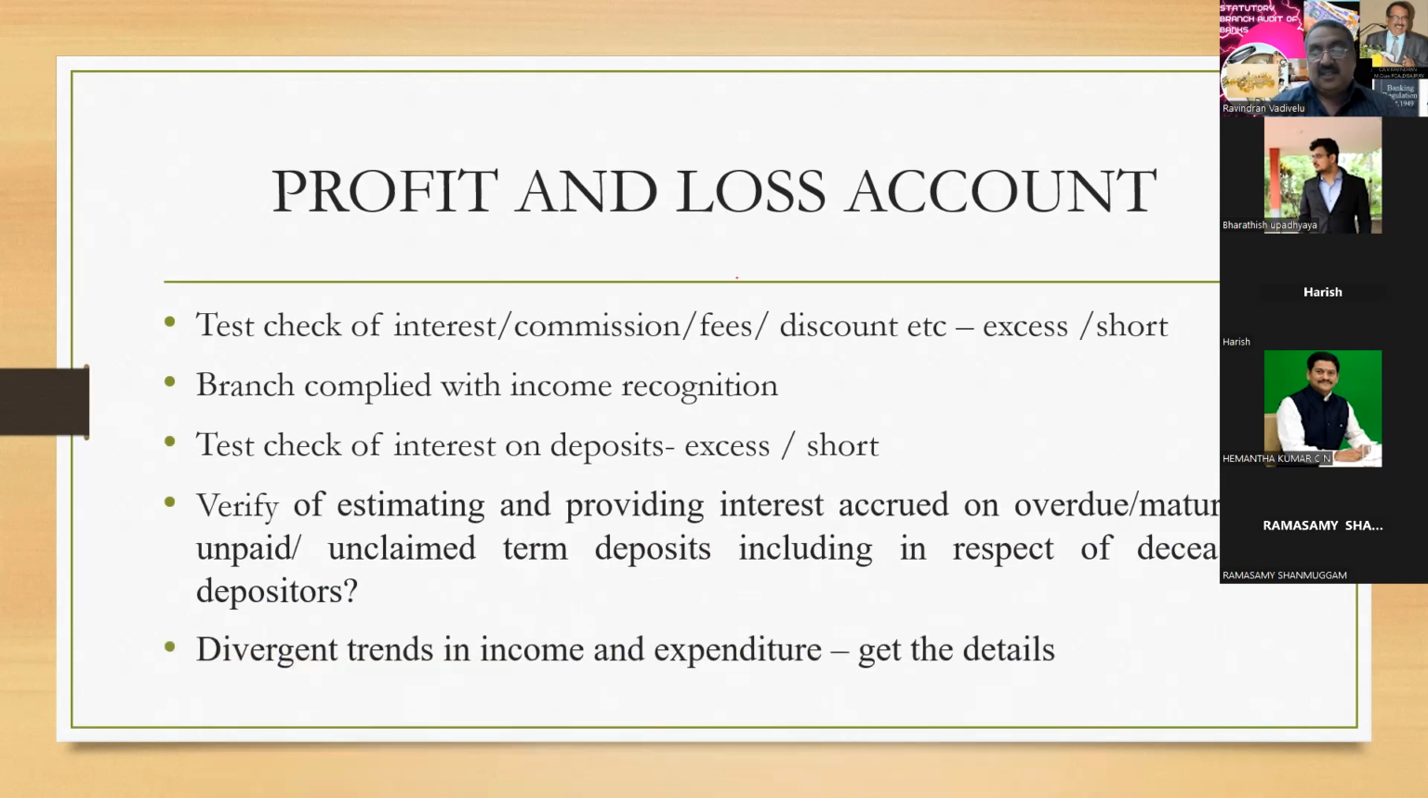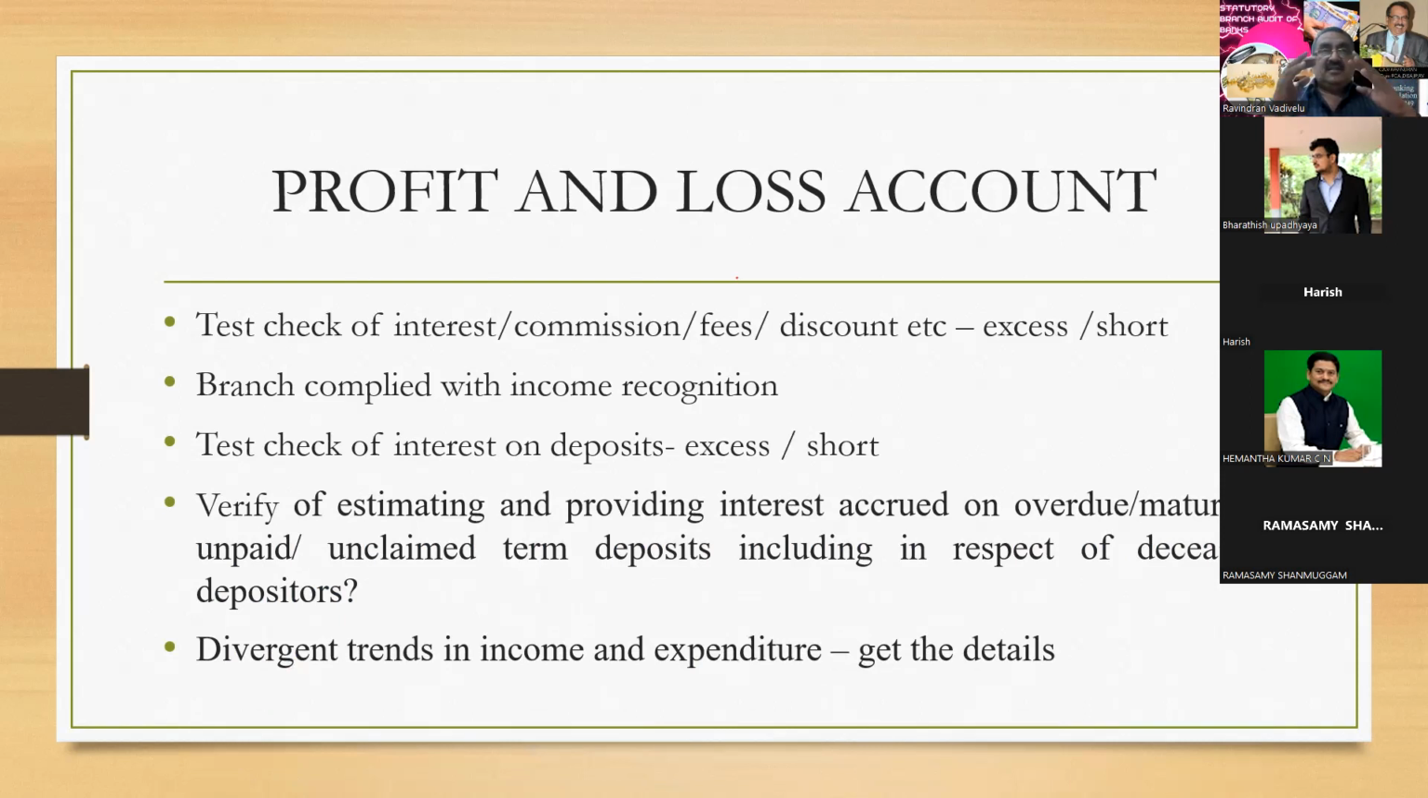Then divergent trends in income and expenditure, get the data. What is called divergent in income and expenditure? Last year you got a profit of 20 crores. This time you got a profit of 10 crores. So why is there a sudden change in profit?